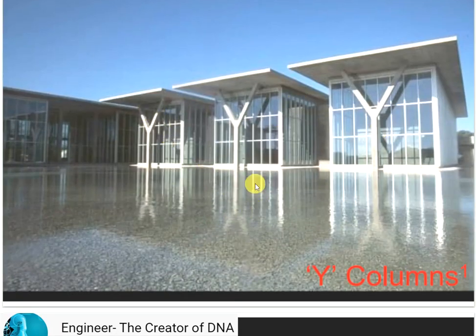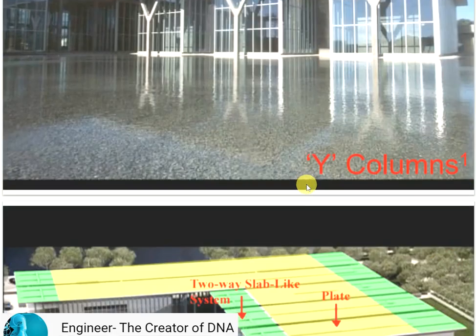So here you can see the Y-shaped columns. They used this Y-shaped column to take over all the cantilevers which are available at the end of the roof, and also to distribute the load to a single element. So they have to transfer all the load from here and here to one column. So that's the concept of the Y columns.